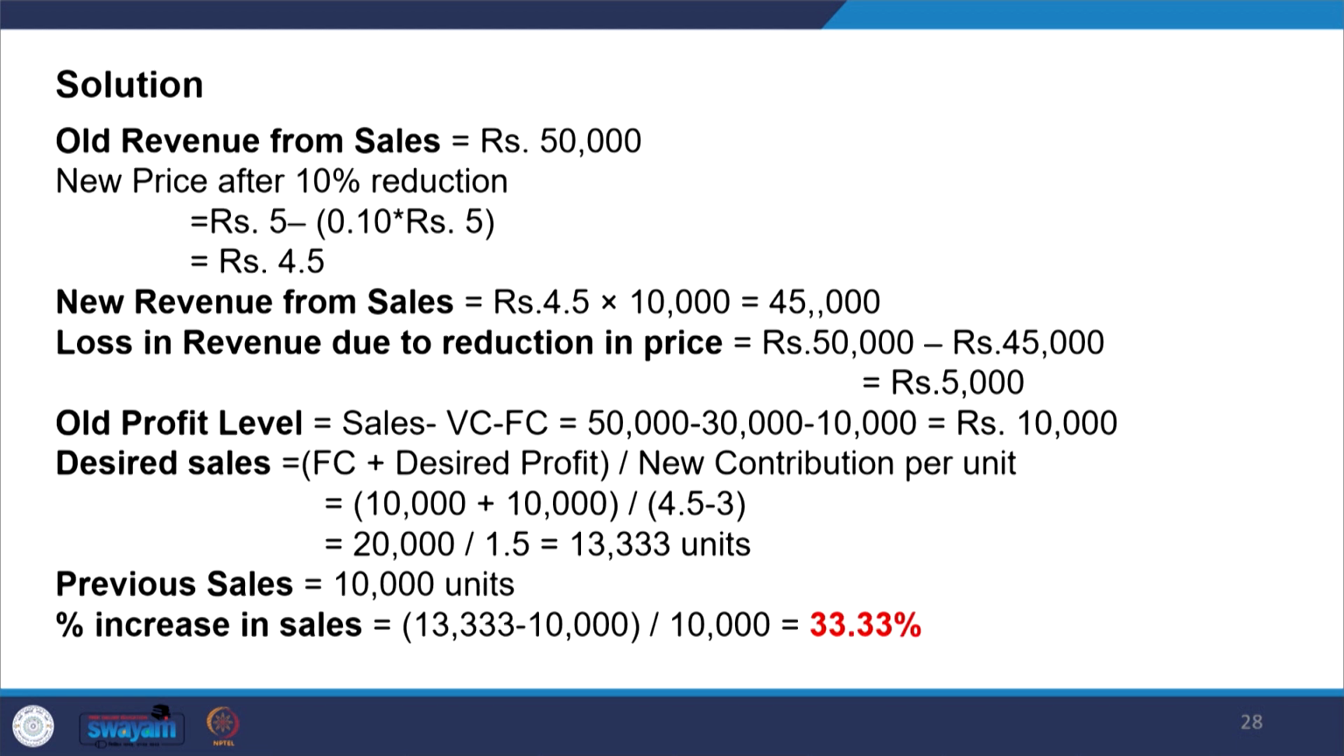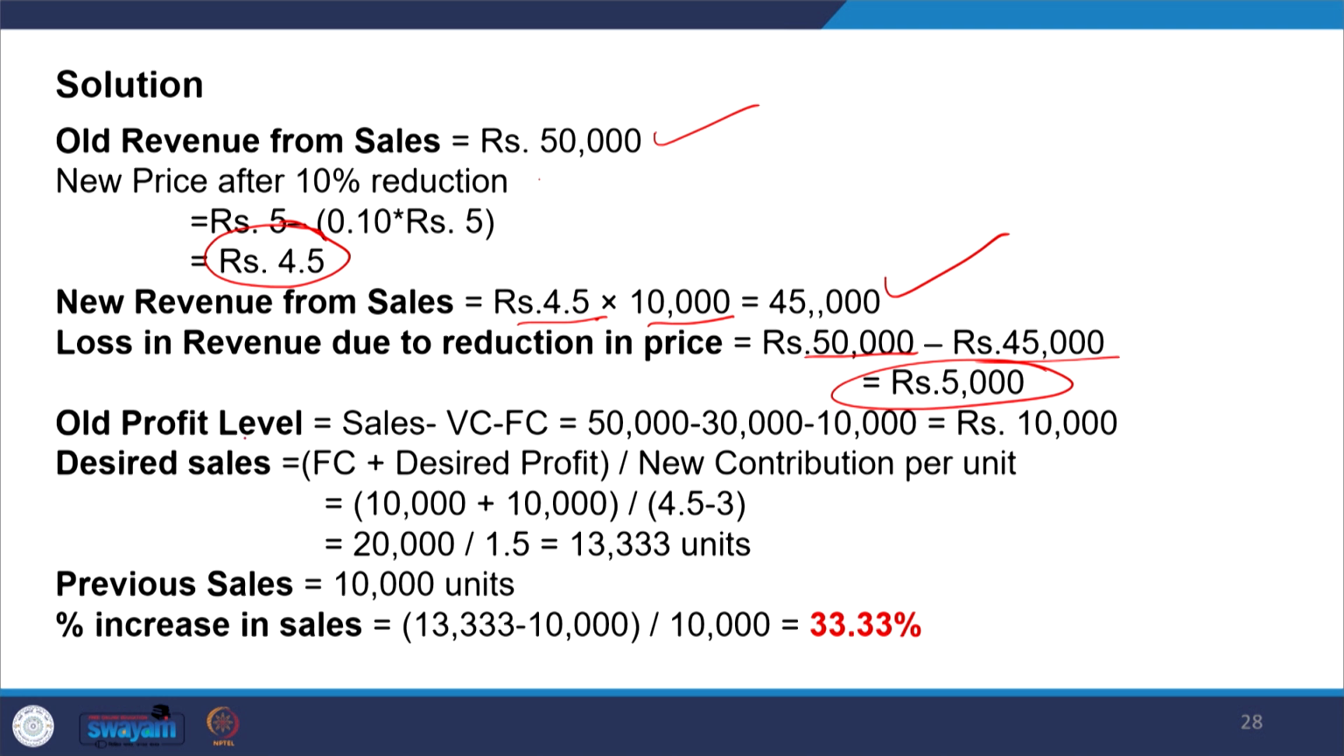So, the existing or old revenue from sales is 50,000. So, 10,000 into 5. New price after 10% reduction, how much? Rupees 5 minus 10% of rupees 5, so new price is 4 rupees 50 paisa. So, what is the total new revenue from the sales? So, 10,000 into 4.5, so 45,000, right. What is the loss we have made? Now, we were making 50,000, now we are making 45,000. So, our loss is 5,000.